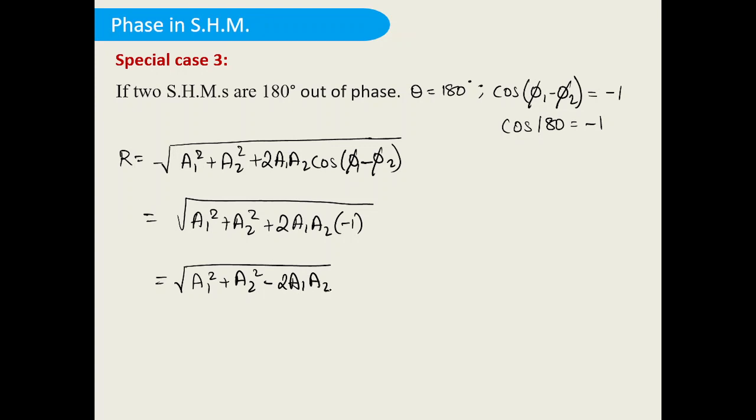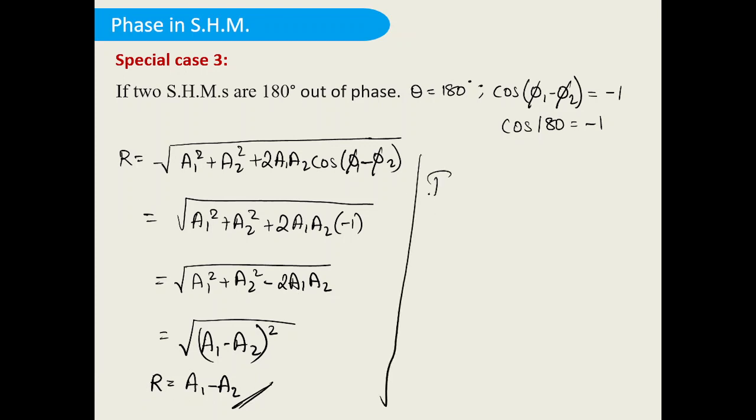Minus 2a1 a2 means it is the formula a square plus b square minus 2ab. So I can say this is (a minus b) the whole square. Square and root will get cancelled. So what is the value of r? R is equal to a1 minus a2.